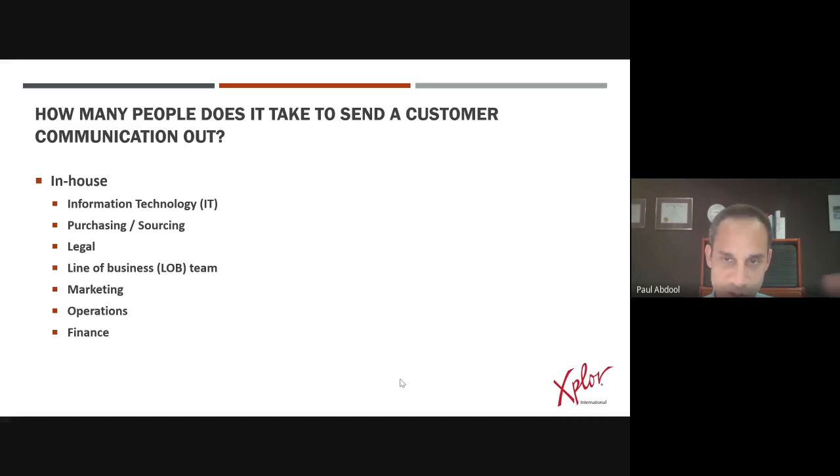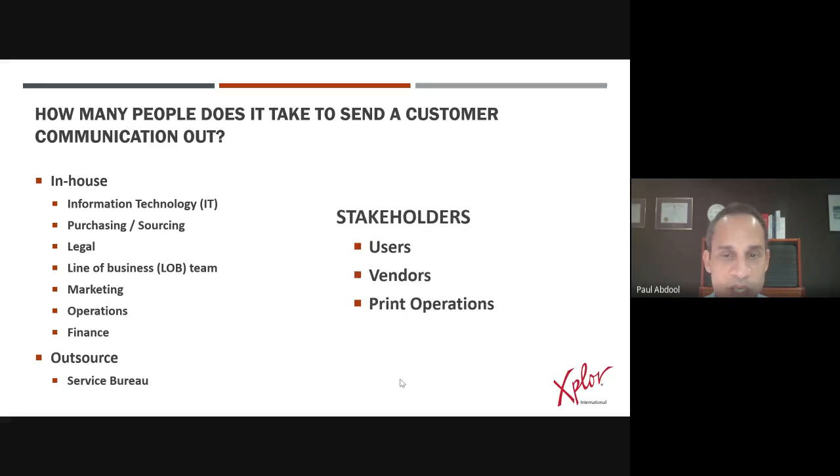So you'll notice I said in-house. What if somebody outsourced this, for example, to the operation that we saw in week 1? Who would be involved? It's a trick question because it's all the same people. The difference is that you're just sending data to that operation so that they can do all of these things on your behalf. Now, what you'll notice is all the stakeholders are involved: the people who use it, the vendors who provide the tools, hardware, software, or the print operations that actually get those documents or communications out the door.